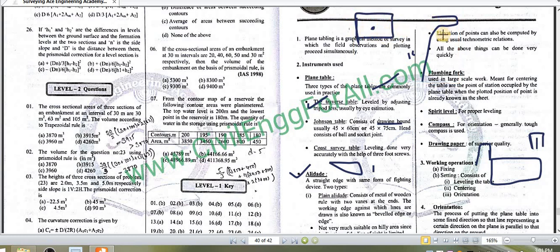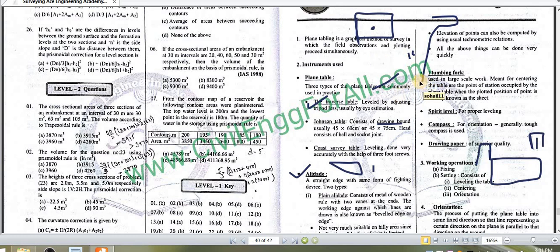So the bottom point will represent it on the ground in a similar manner. So if you want to represent the point which is on the ground on the sheet, you will have to keep the fork's point on the ground, and whatever point is represented on the sheet, you will have to draw it. Okay, so that is the purpose of the plumbing fork. So basically it is generally used for centering work. It has been provided with the plumb bob at the bottom.